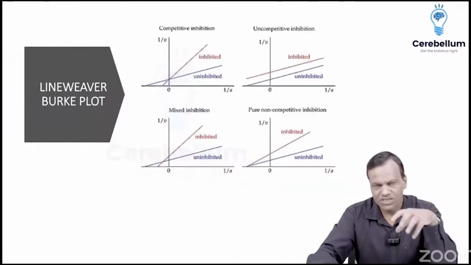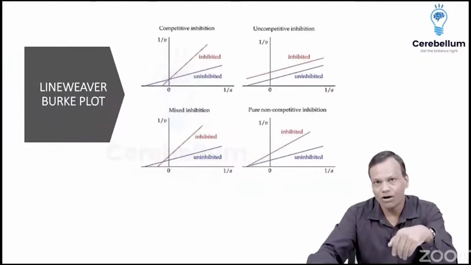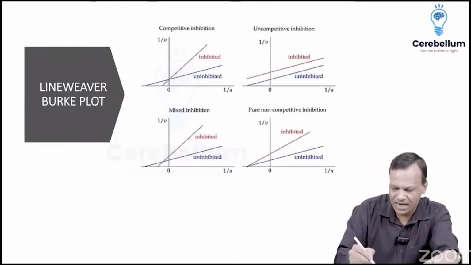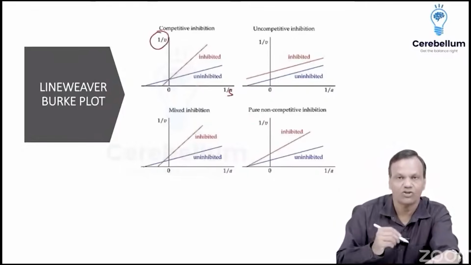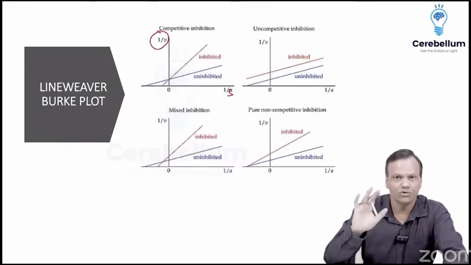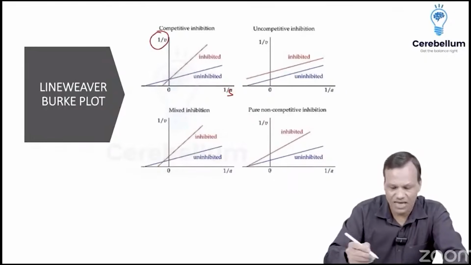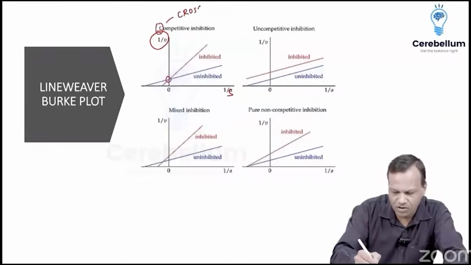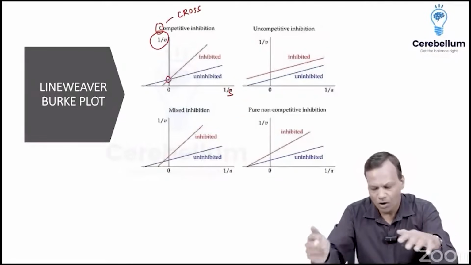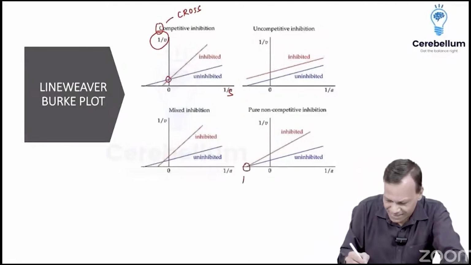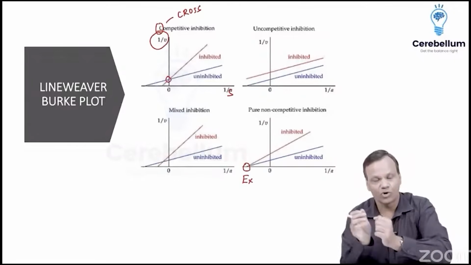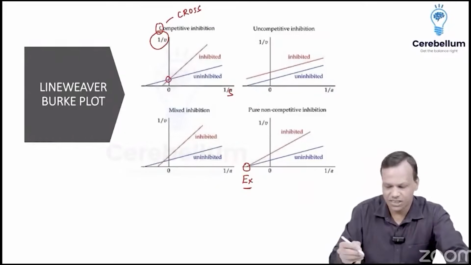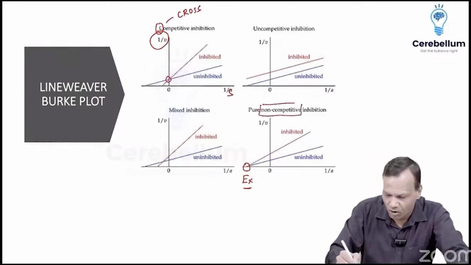The next one, you all must be knowing about the Lineweaver-Burk plot. How to know which type of enzyme inhibition it is. It's a plot between 1 by substrate and 1 by reaction velocity. In competitive inhibition, the lines will cross at the y-axis. C means competition, C means cross. If the lines cross at the y-axis, it is competitive. On the other hand, if the lines start from the x-axis and go away, just like an X, there is no competition, so it is non-competitive inhibition.